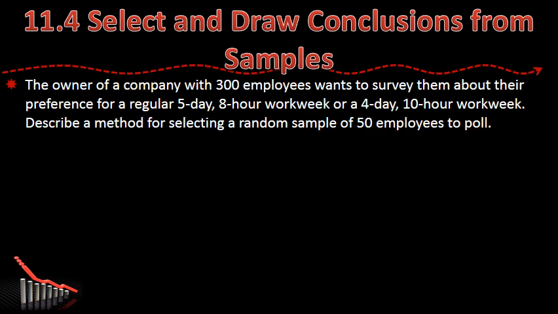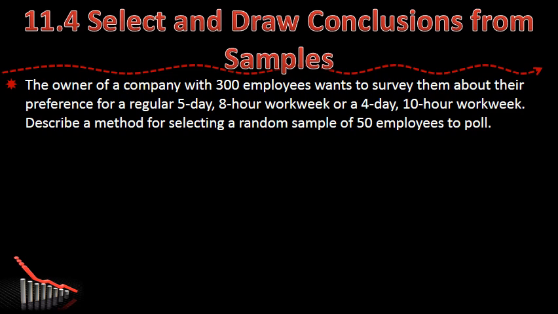Let's say the owner of a company with 300 employees wants to survey them about their preference for a regular 5-day, 8-hour work week or a 4-day, 10-hour work week. Describe a method of selecting a random sample of 50 employees to poll. So either way, you're getting 40 hours a week. It's just do you work 5 days or 4 days with a couple hours extra each day.